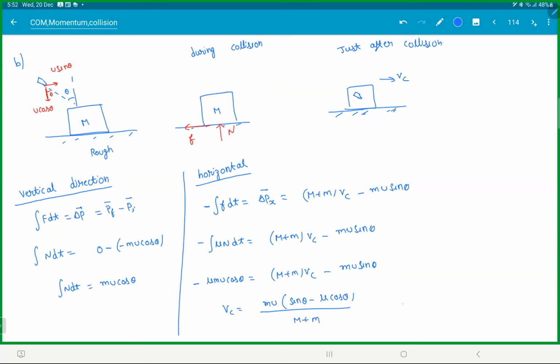Now this is right. This is valid as long as v common is greater than or equal to 0. That is, sin theta minus mu cos theta should be greater than or equal to 0. That means mu should be less than or equal to tan theta. As long as the coefficient of friction is less than tan theta, this is right. Let's see what happens if mu is greater than tan theta.